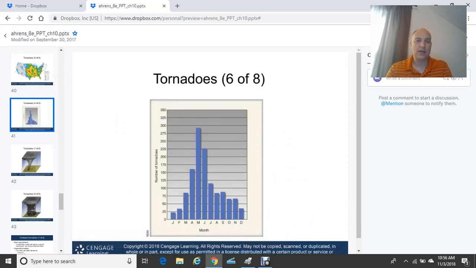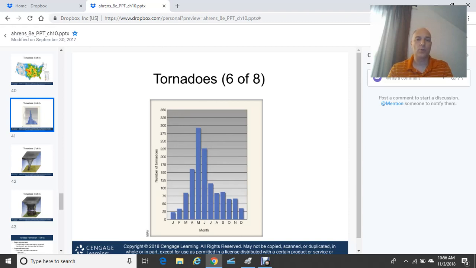This is a chart showing you the number of tornadoes throughout the year. On the y-axis, that vertical axis on the left, I have number of tornadoes ranging from 0 to 350, and on the bottom, the x-axis, I'm showing you the months of the year, January through December.